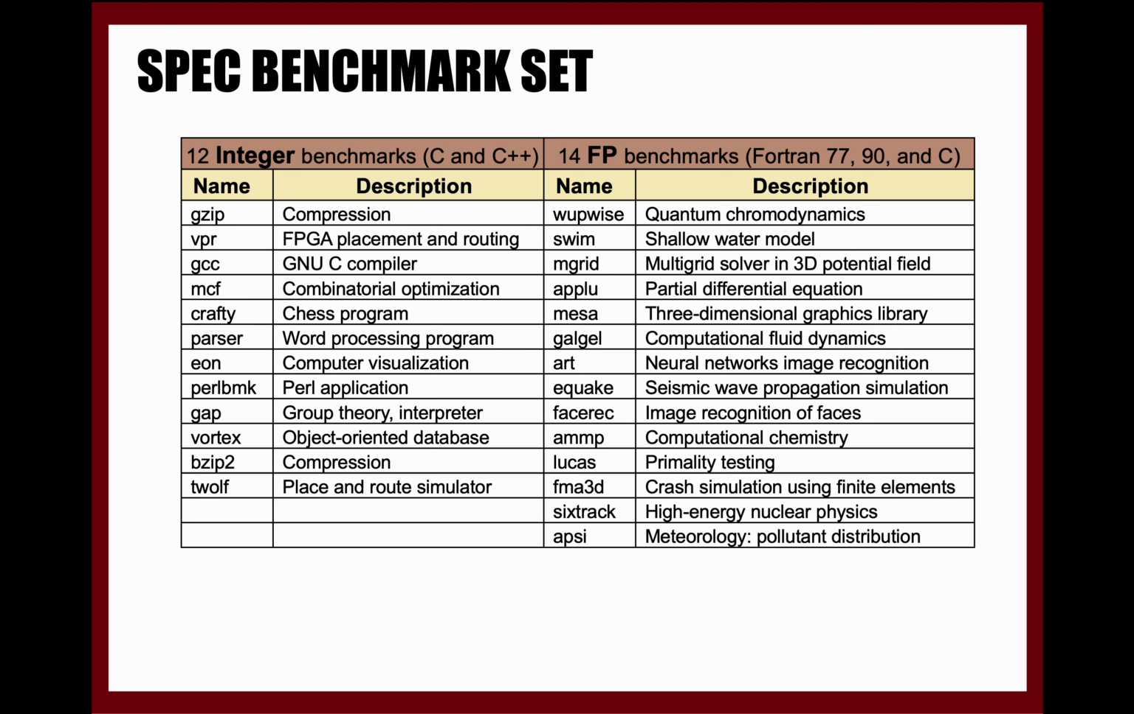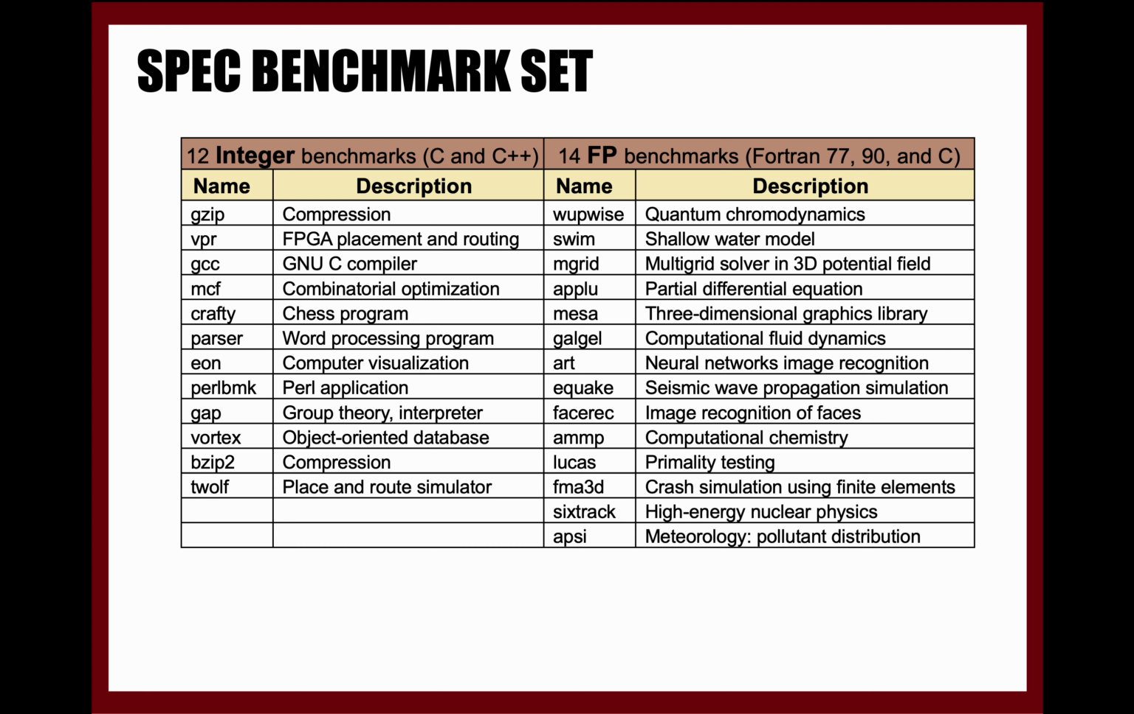Now shifting to the right side, we have 14 FP benchmarks that are written in Fortran 77, 90 and C. These are floating point benchmarks focused on heavy mathematical computations. Wise pertains to quantum chromodynamics, a branch of theoretical physics. Swim simulates a shallow water model.